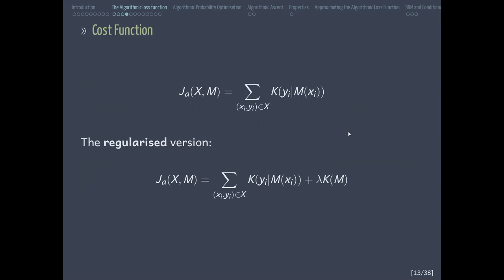And now that we have justified our algorithmic loss function, the cost function is simply a function that aggregates all the loss incurred in the training set. And we can also add a regularization term in terms of the algorithmic complexity of the model. But as we will show in the following slides, this is not necessary. So how do we apply this algorithmic loss function to a real world problem? Let us start with classification.